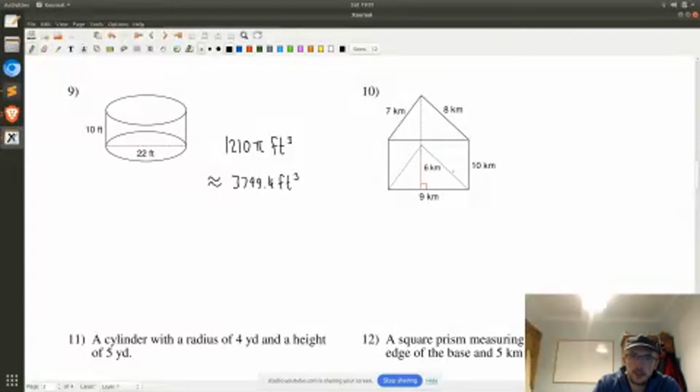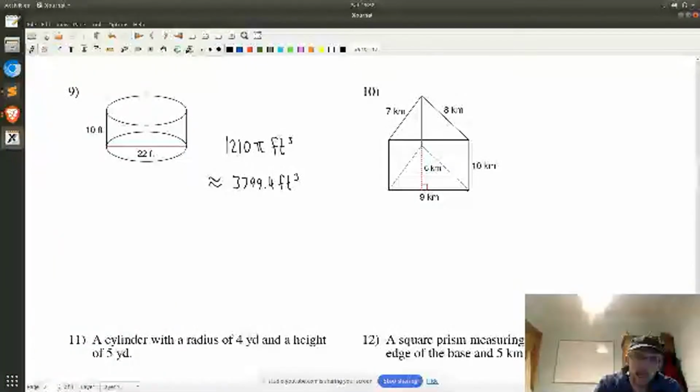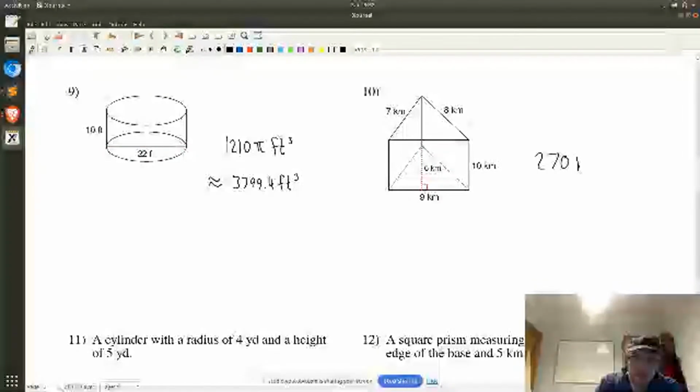So, it's a little tiny bit difficult to read this sort of diagram here, but I believe that it's saying, well, let's just say 9 times 6 divided by 2, so 54 over 2, so 27, and then times by 10, so 270 cubic kilometers. I believe, but I'm not sure in this case.